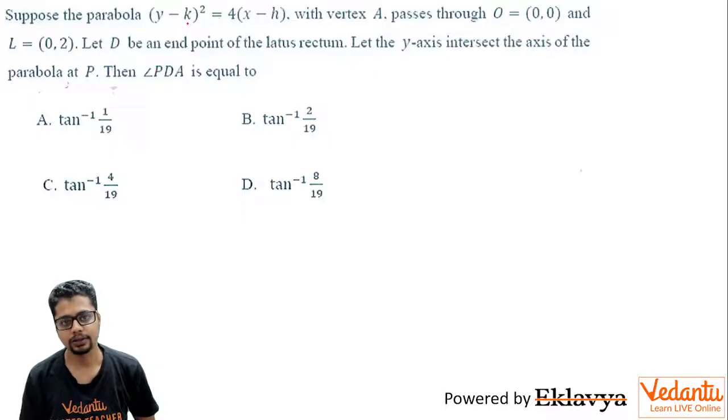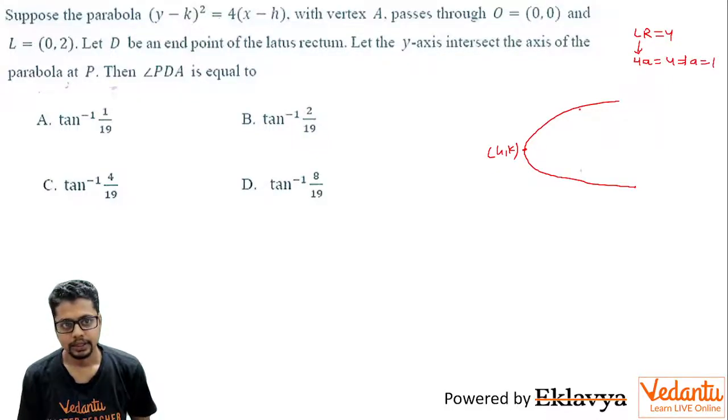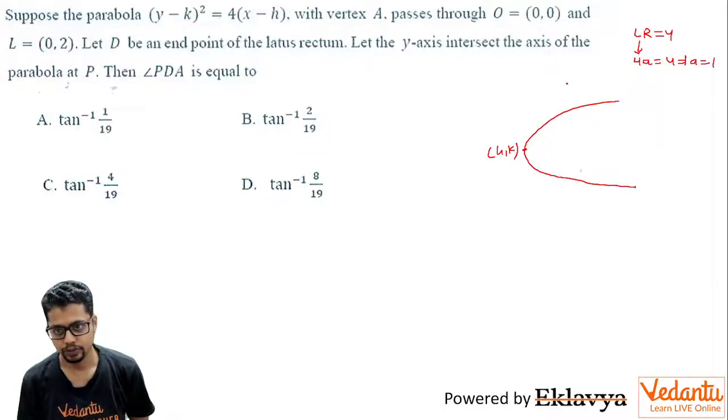So here you can clearly see it is a parabola which is concave right, having the vertex (h, k), having latus rectum length being 4. That means if I call the latus rectum length 4a, a is 1, and it is supposed to pass through (0, 0) and (0, 2). So let's say this is the y-axis, and both (0, 0) and (0, 2) would lie on the y-axis.